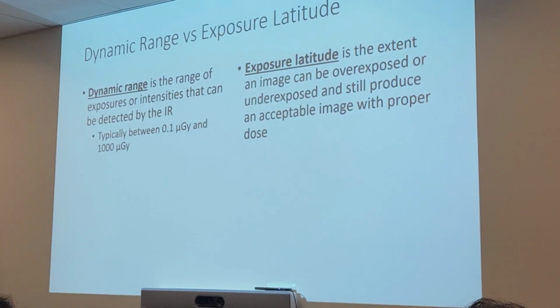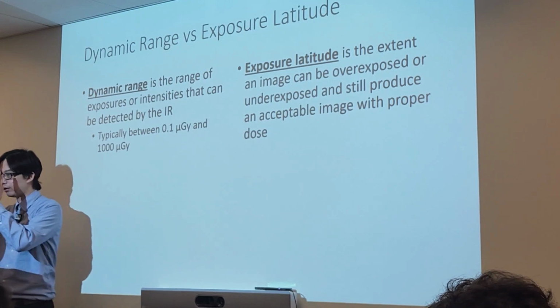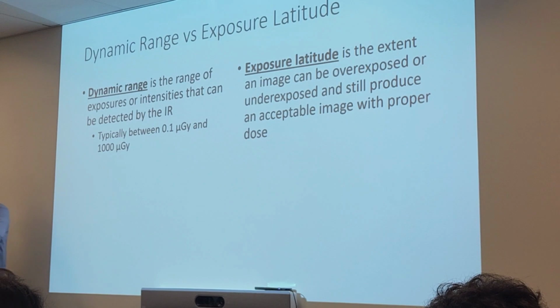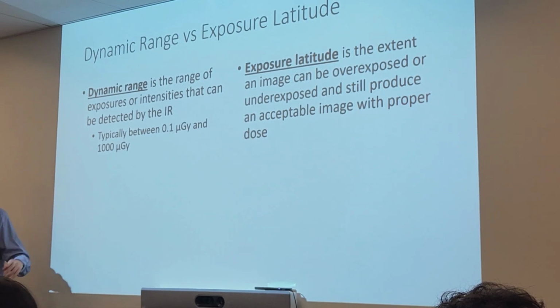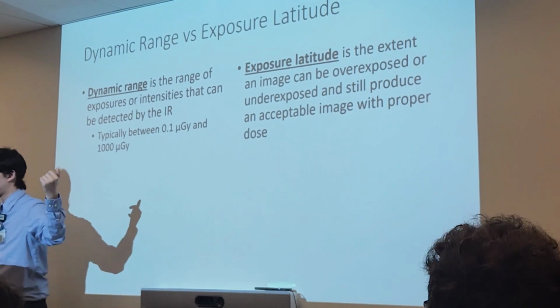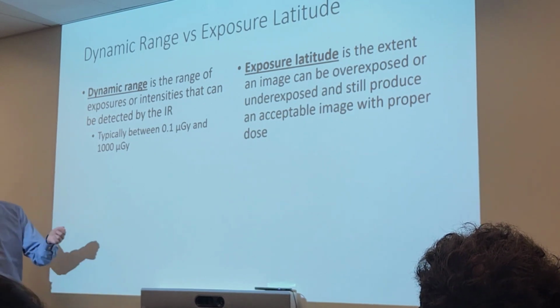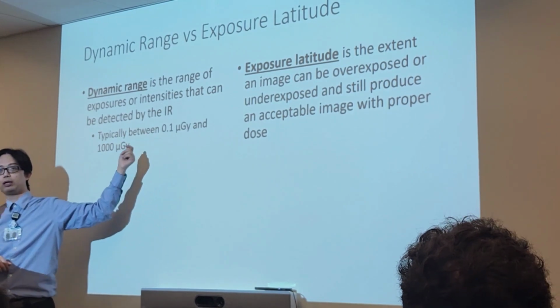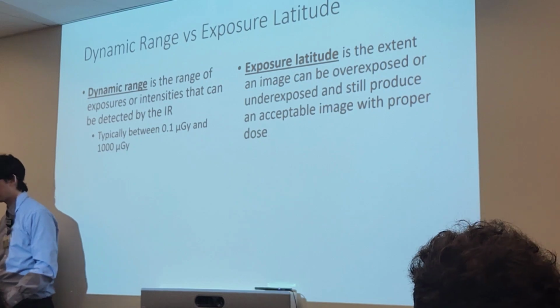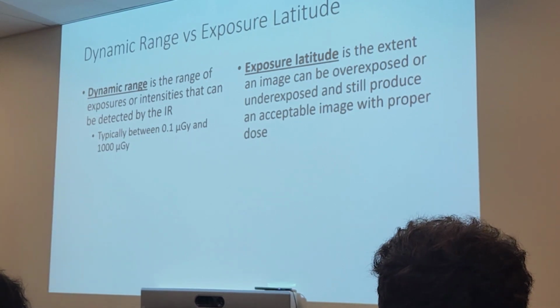So dynamic range is the range of exposures or intensities that can be detected by the IR, right? If you shoot radiation at your receptor, will the receptor actually be able to notice that there's radiation? Film screen has a very narrow dynamic range, so it only notices radiation in a small area, right? Either it's too low, it doesn't notice it, or too high, it doesn't notice it. Digital has a wide dynamic range. Even a little bit of radiation can be detected by digital receptors. Okay. So as far as DR goes, we typically have a dynamic range between 0.1 microgray to 1,000 microgray. Microgray. Micro.